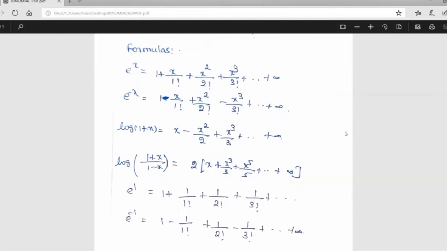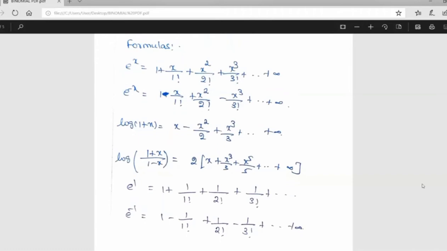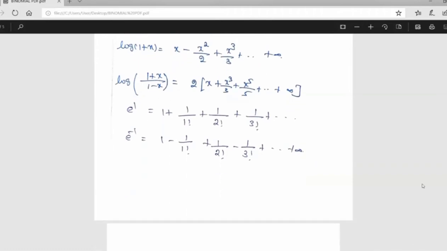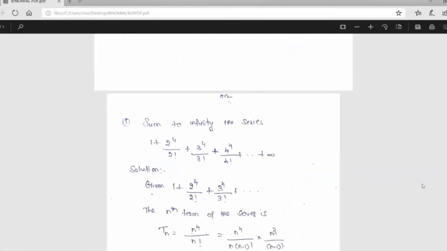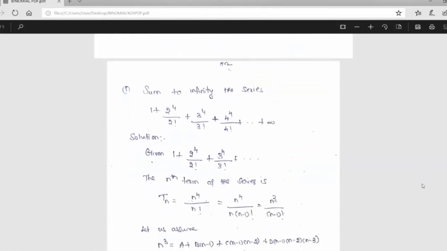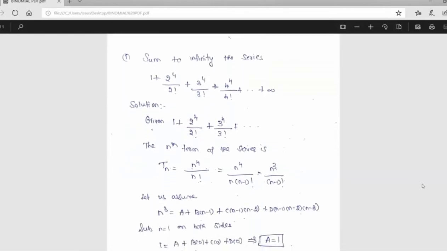And e power 1 means the same thing as in your e power x. If you are replacing x by 1, you will be getting the value for e power 1. And similarly, e power minus 1 means in this e power minus x, if you are replacing x by 1, you will be getting e power minus 1. So all these things are the basic formulas. With the help of these, we can find the sum of the series till infinity.